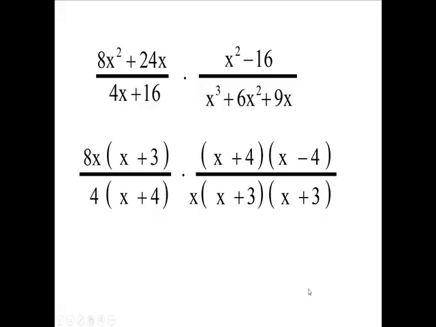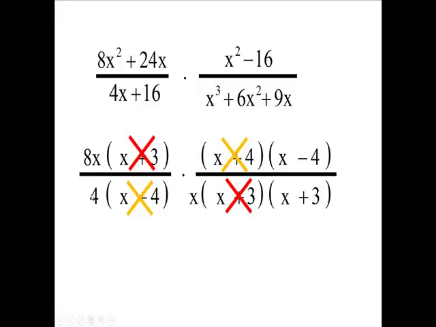Okay. Now notice you have an x plus 3 here and an x plus 3 here. We can cancel those terms, okay? And also we have an x plus 4 here and an x plus 4 down here, okay? So we can cancel those two binomials. We'll cancel those, all right? And then notice we have an 8 here and a 4 here. An 8 and a 4 have what in common?